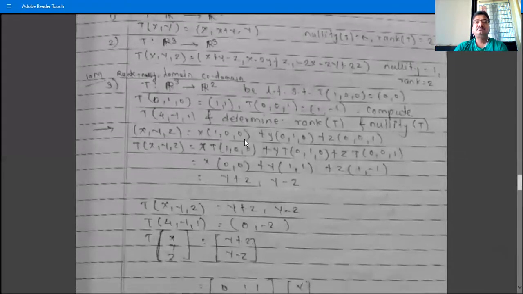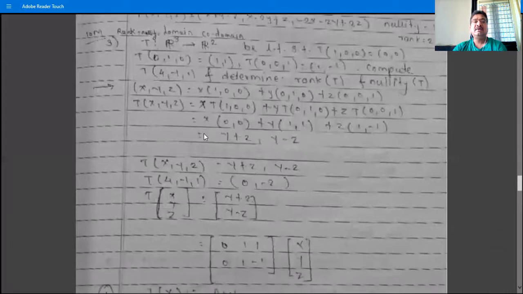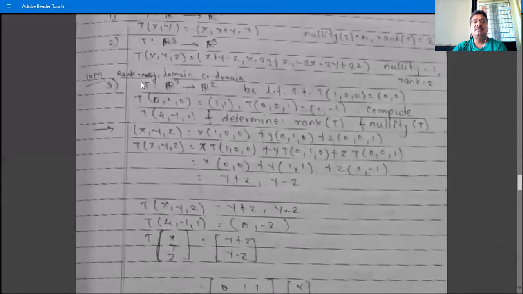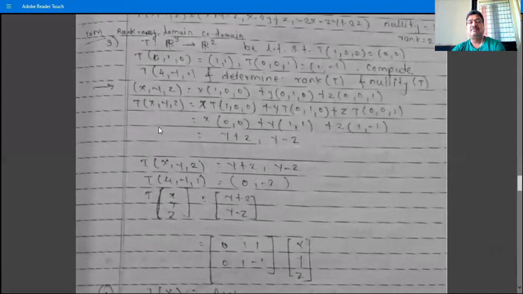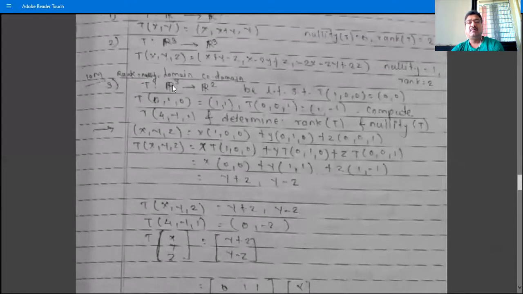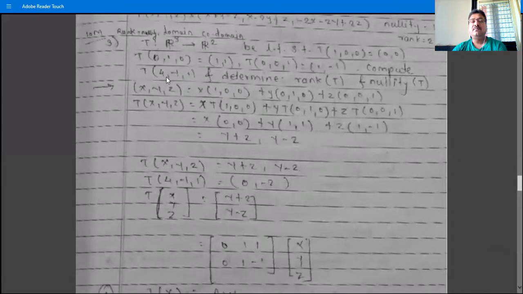This is an example in which the linear transformation is not directly defined by a formula. What is given? T from R3 to R2, a linear transformation defined by T(1, 0, 0) = (0, 0), T(0, 1, 0) = (1, 1), and T(0, 0, 1) = (1, -1). The task: compute T(4, -1, 1) and determine rank and nullity.